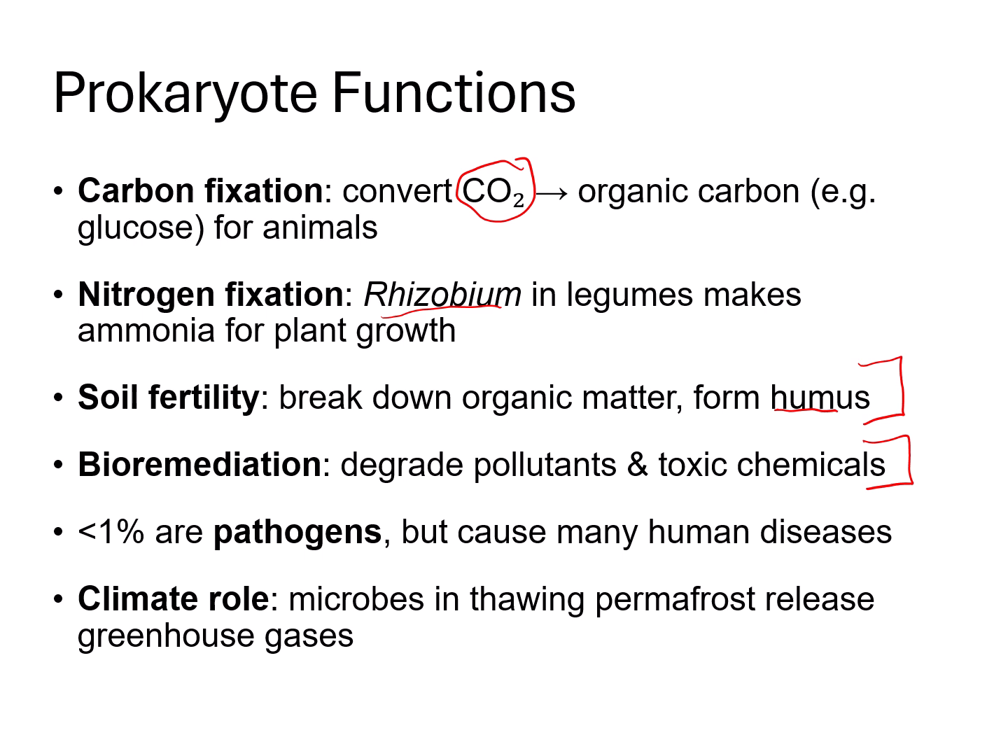Very few are actually pathogens. Fewer than 1% of prokaryotes are disease-causing, but of those few, they can cause many different types of human diseases. And they can also influence the climate. When permafrost thaws, microbes are released, and those microbes can release greenhouse gases like carbon dioxide and methane, which contribute to global warming.